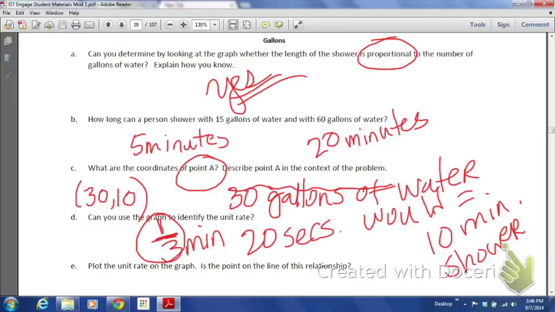Okay. So now in E, it says plot the unit rate on the graph.